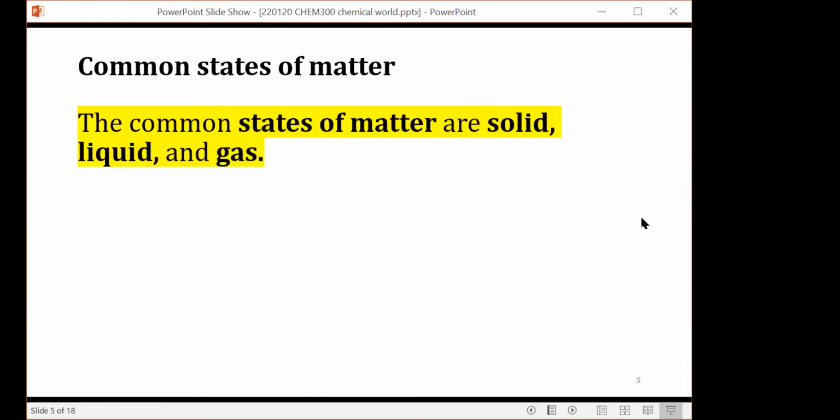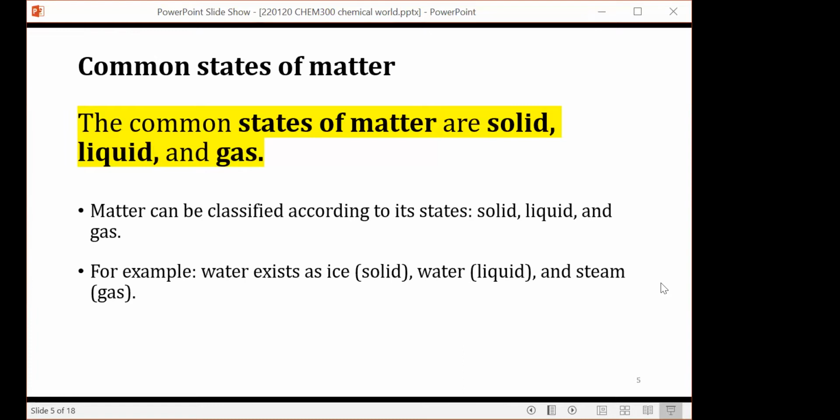So there's three common states of matter. We call these states or phases. That's a solid, a liquid, and a gas. And so we can classify matter according to one of these physical states.